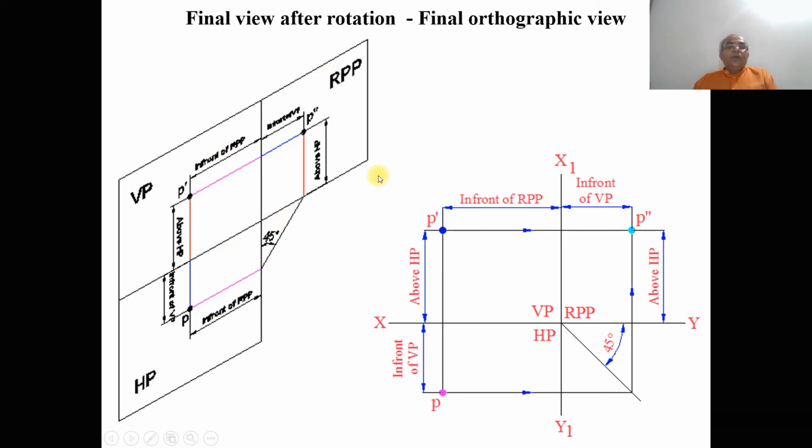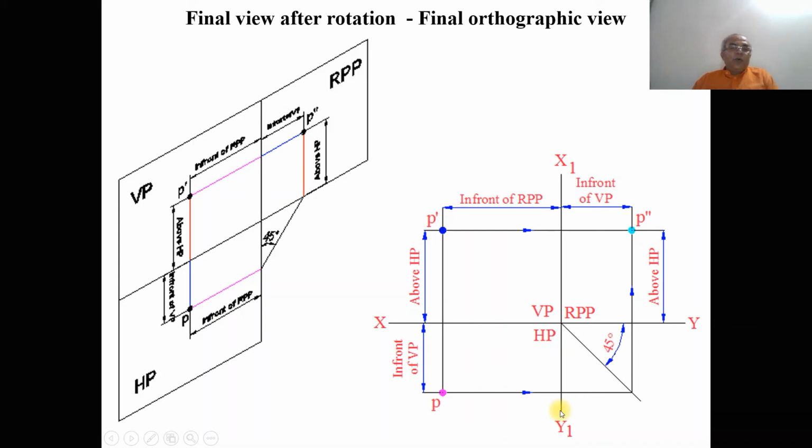And when you want to draw this, first we draw the XY line and the X1Y1 line, and then identify the planes. Identify the planes means the vertical plane will be here, the horizontal plane will be brought down, and RPP will come to the right side. Then the distance with respect to the profile plane, that is in front of RPP, is seen in both VP and HP. So you take the distance in front of VP, RPP, in both VP as well as in HP. So you will get a line parallel to this X1Y1 line.